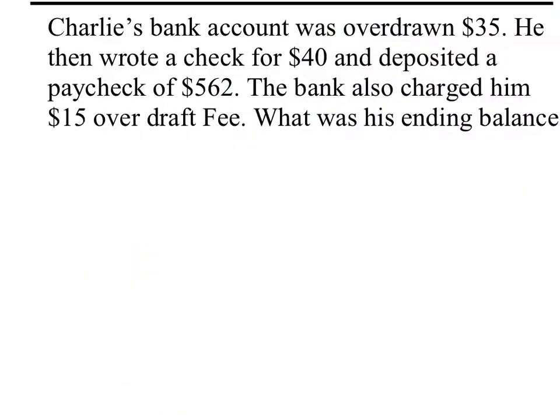This last question, Charlie's bank account was overdrawn $35. He then wrote a check for $40 and deposited a paycheck for $562. The bank also charged him a $15 overdraft fee. What was his ending balance? So again, we're just going to list these as we go. So the account was overdrawn $35. Now this 35, it was overdrawn, which makes this a negative value.